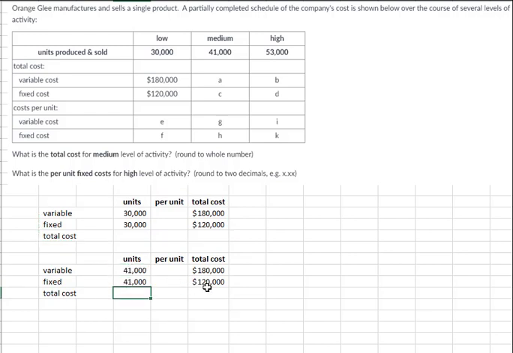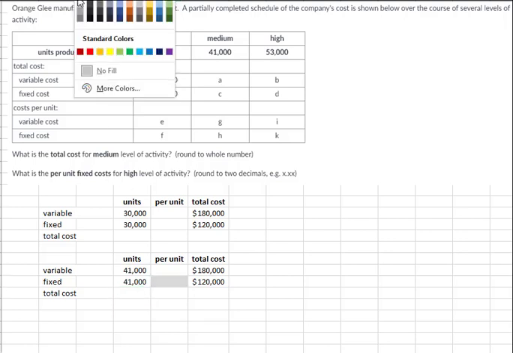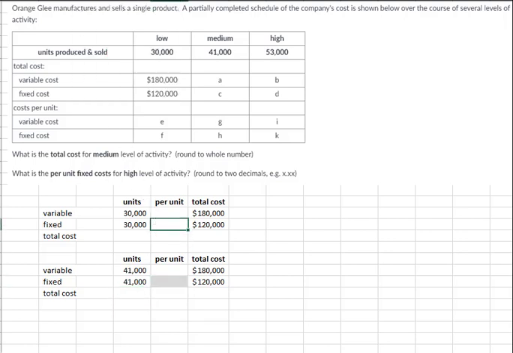All right, so the per unit does not matter for fixed because it doesn't change per unit. So the 120 is still the 120. Fixed costs don't change with activity. But the variable cost will change, even though per unit it's the same. As there's more of it, total cost goes up. That's the definition of variable cost, right? It goes up or down with activity.